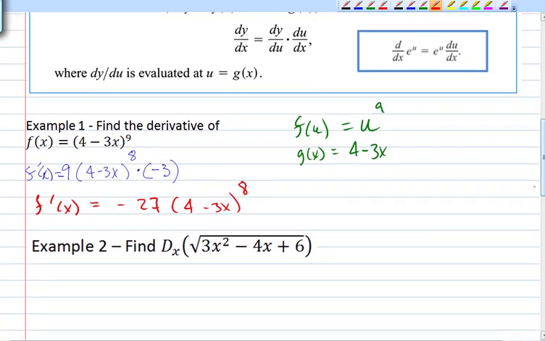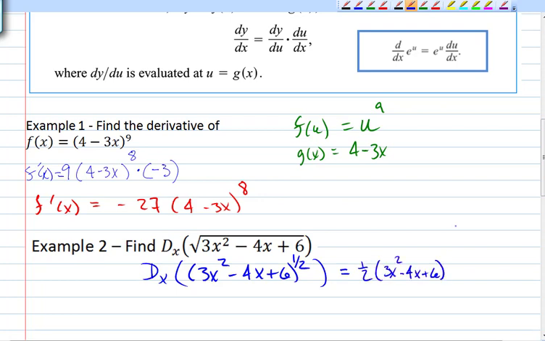Let's try another one. Find the derivative with respect to x of the square root of 3x squared minus 4x plus 6. It helps if you rewrite this function as 3x squared minus 4x plus 6 raised to the 1/2. When you take the derivative with respect to x of this function, you're going to get what? 1/2 times that thing raised to the negative 1/2, multiplied by, do you see that this right here is what's on the inside, and this happens to be the derivative of that? Maybe I'll leave those highlights there.